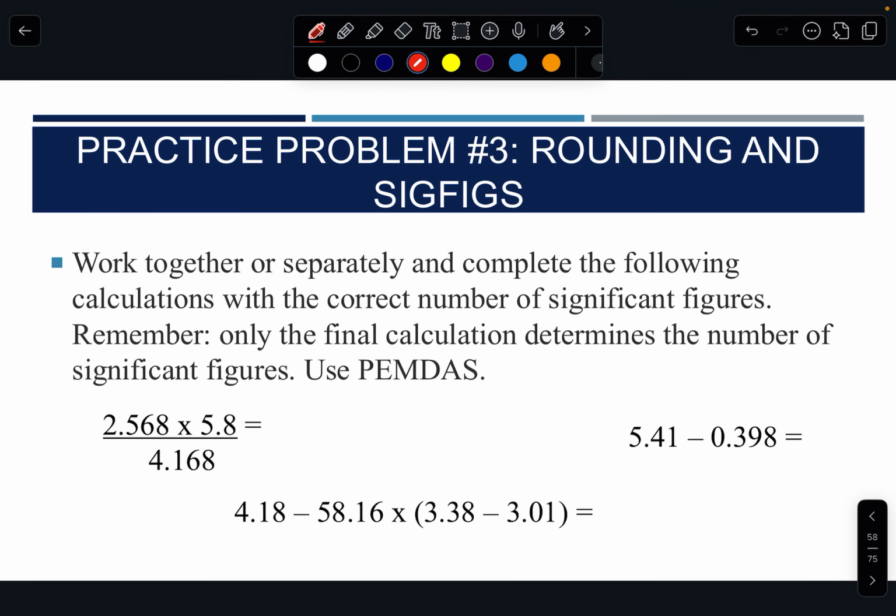All right. I'll give you a second to do this, and I don't have the answers on hand, and I've got a lot to do today, so go ahead and give this a shot. I will tell you the number of significant figures that you need from these, though.